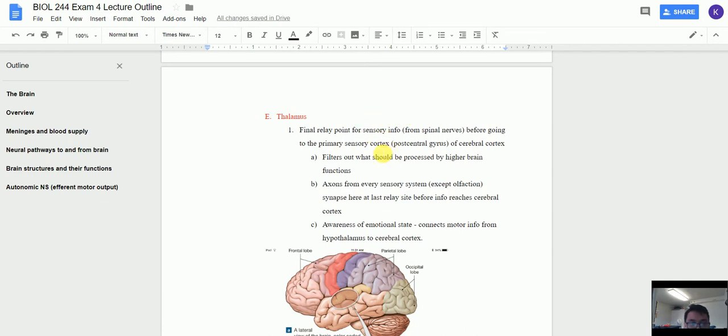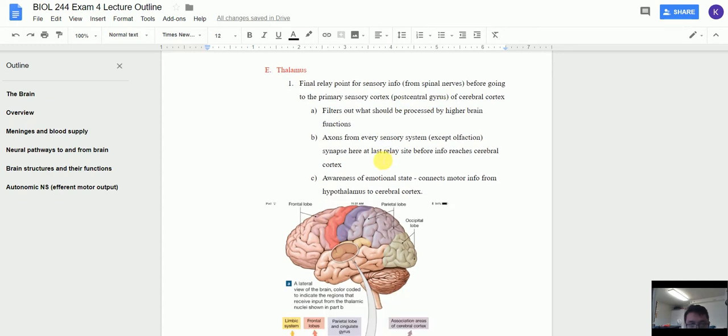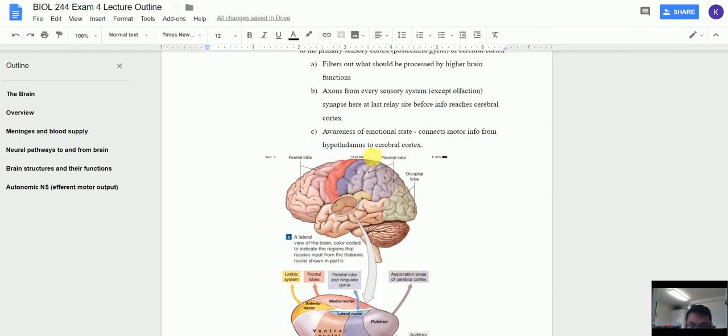The thalamus is the final relay point for sensory information from the spinal nerves before going to the primary sensory cortex, or the postcentral gyrus of the cerebral cortex. It filters out what should be processed by higher brain functions. So it's the filter, the magical sieve, before we reach the sensory cortex. Axons from the sensory system synapse here at the relay site.